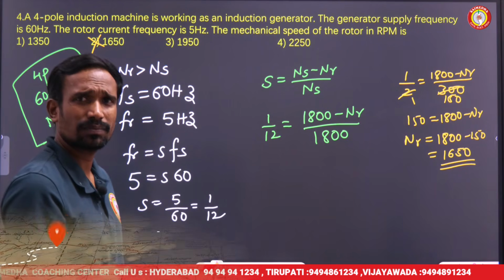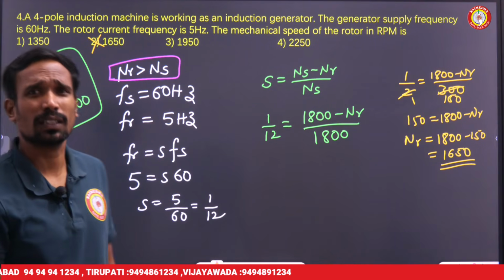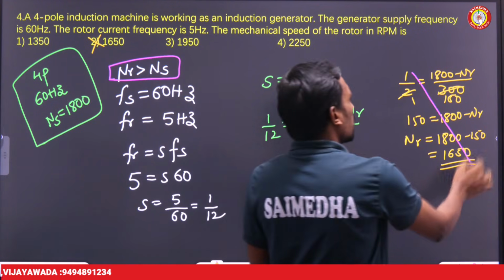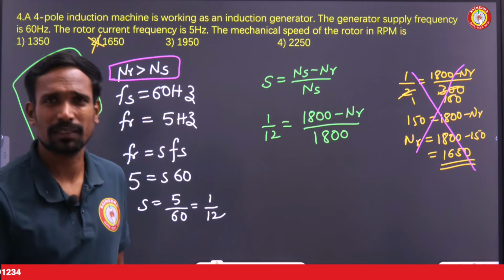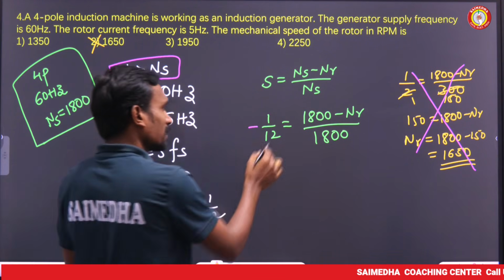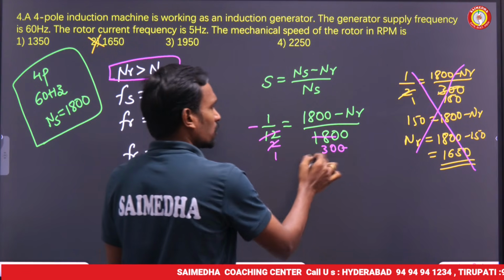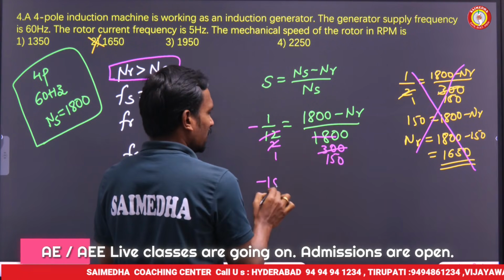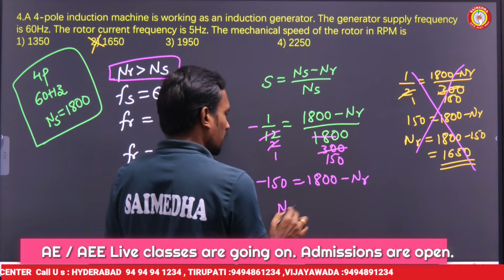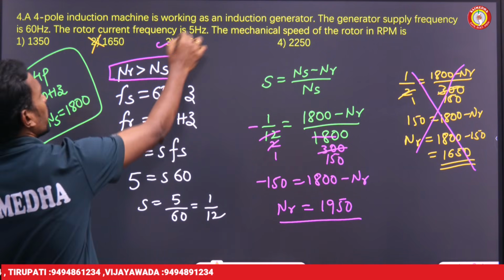Why is it a wrong answer? I already told you the rotor speed should be greater than synchronous speed. My synchronous speed is 1800, but your answer is 1650, which is wrong because this is an induction generator, not a motor. Then how, sir? You will take the slip as minus. Then 150 = 1800 - Nr with the minus sign: -150 = 1800 - Nr, so Nr = 1800 + 150. The answer is 1950.